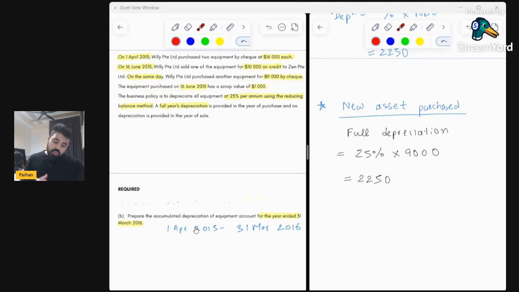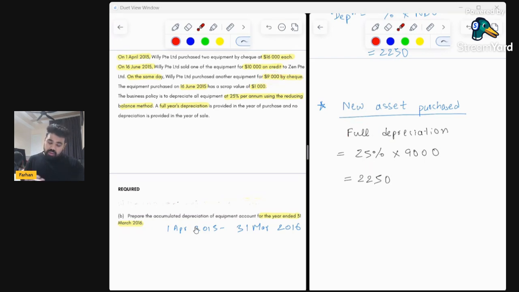Now, based on the company policy, for any new assets that are purchased, in the financial year of purchase, a full depreciation is to be applied. So we calculate a full depreciation by simply multiplying the given percentage with the cost, and the cost in this case is $9,000, which is clearly mentioned in the question. Again, I'm just circling it so that you can see it.